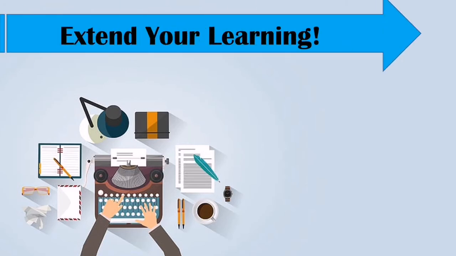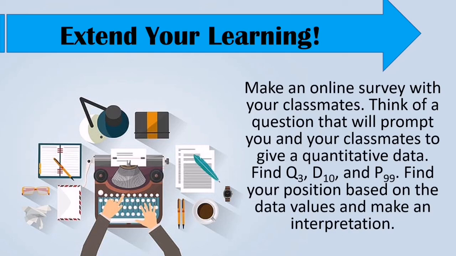To practice and extend your learning on the measures of position, here is an additional activity for you to work on. Make an online survey with your classmates. Think of a question that will prompt you and your classmates to give a quantitative data. Find the third quartile, 10th decile, and the 99th percentile. Find your position based on the data values and make an interpretation. If you don't have internet connection to conduct an online survey, you may utilize the members of your family at home.